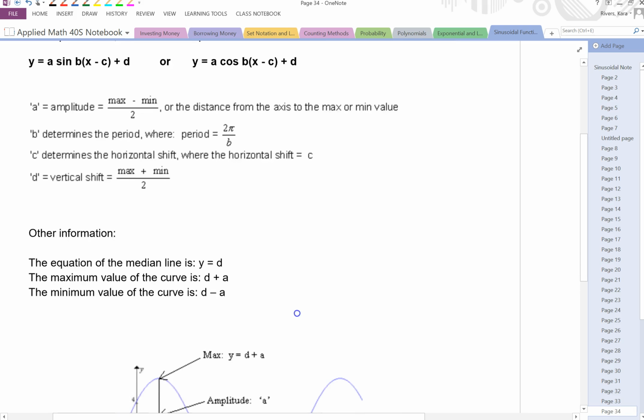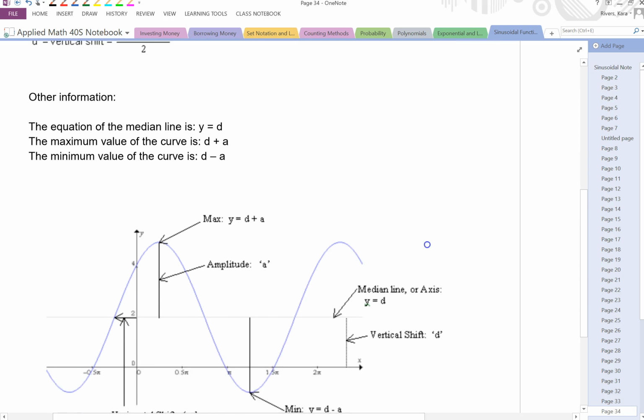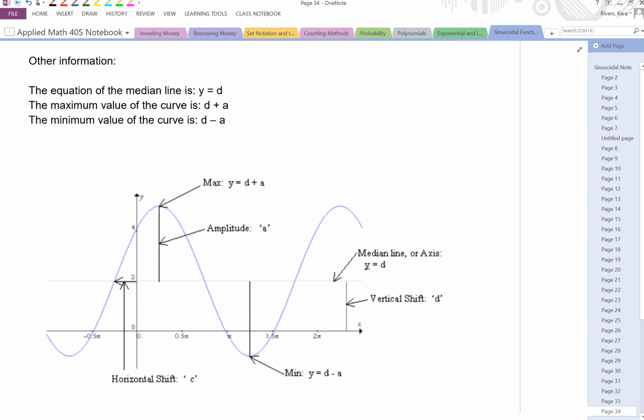Some other important information down here. First of all, a really nice summarizing graph of what everything is. You can see, and it's even listed on our graph, that our max is D plus A and our min is D minus A, so that might come in handy as well. The equation for the median line is equal to your D value, and that's listed here. This is also a nice little summary of everything put together.